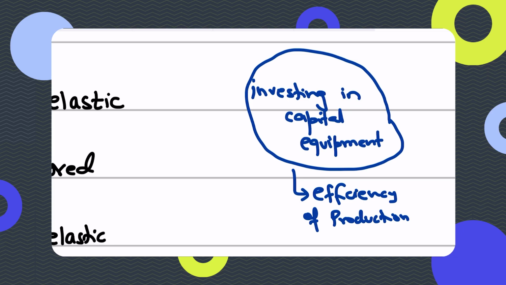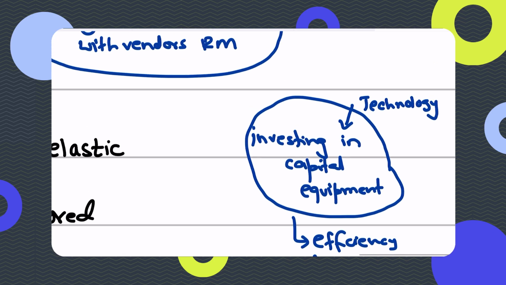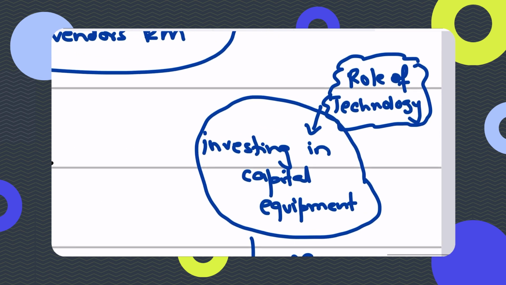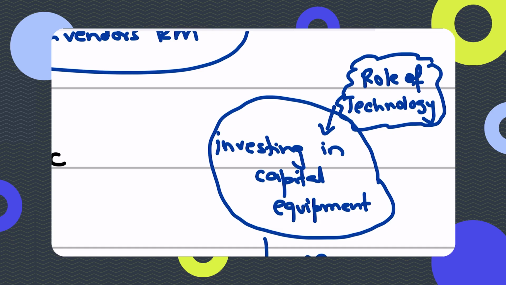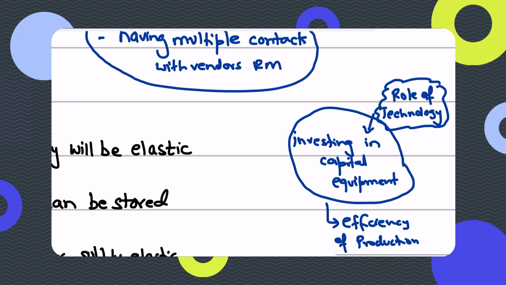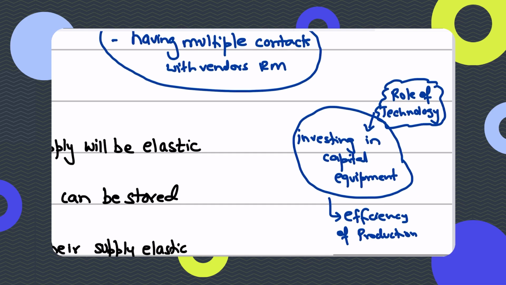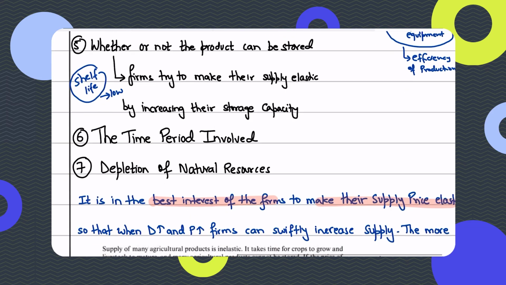And you can also bring in technology here as well, the role of technology. The more technologically sophisticated and advanced you are, the more technologically advanced your whole production processes are, and the more latest technology and equipment the factories are using, the more elastic the production would be, especially if you are in the manufacturing sector. So if you're in the manufacturing sector, you must invest in technology, you must invest in latest capital equipment to make sure that your supply is elastic, right?